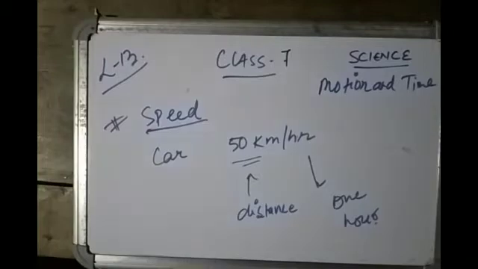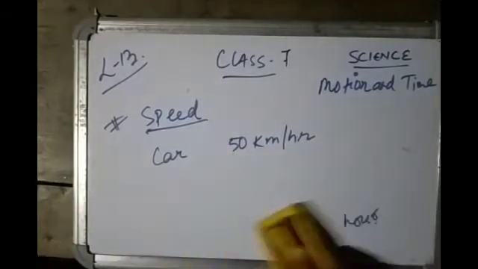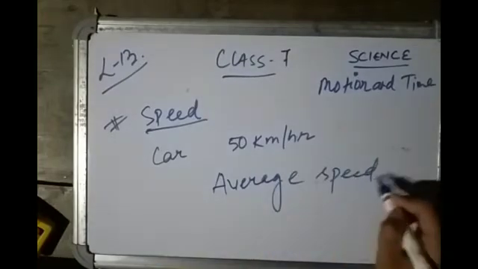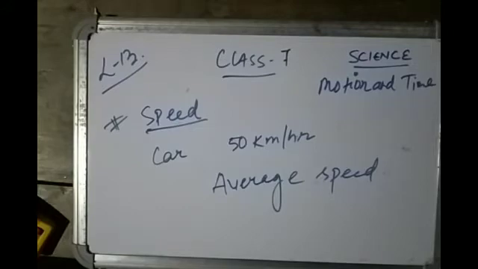But the car does not always move at exactly 50. Sometimes it slows down because of the traffic or maybe because of the rough road, and the speed changes when the brake is applied. So this is called average speed, and we shall use the term speed for average speed in this chapter.